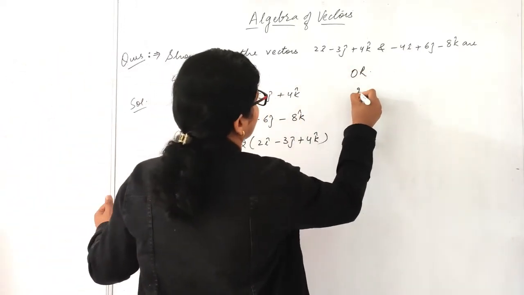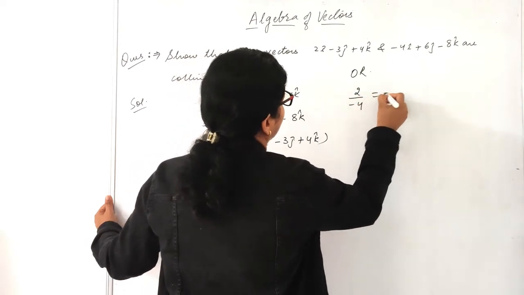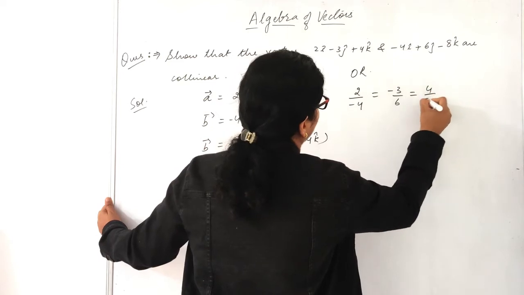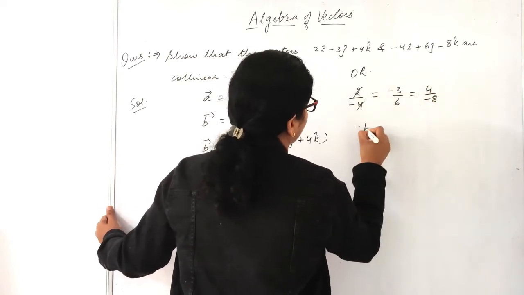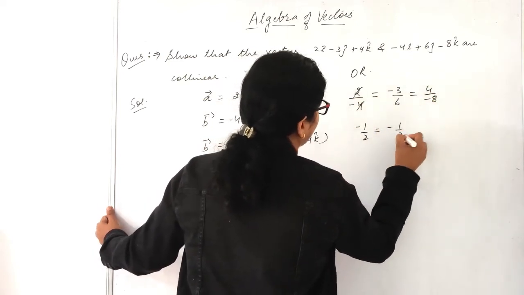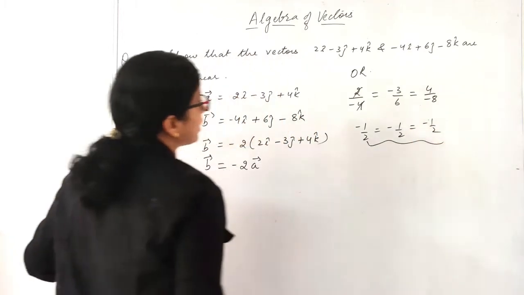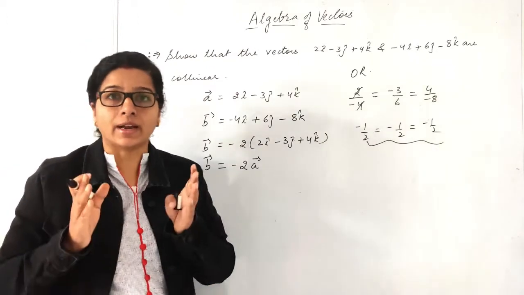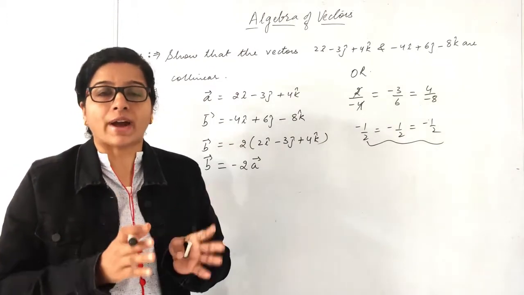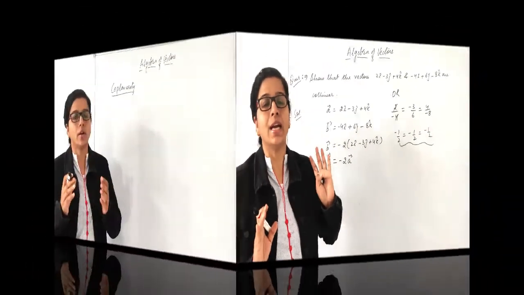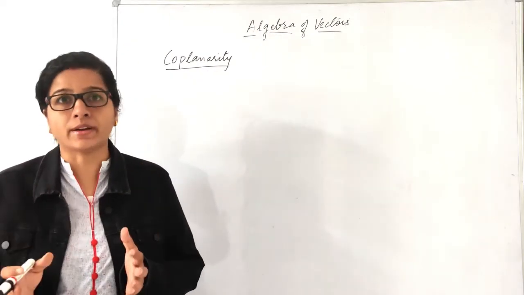You can write 2 upon minus 4 equals minus 3 upon 6 equals 4 upon minus 8, right? In this case you are getting minus 1 by 2, minus 1 by 2, equals minus 1 by 2, right? When the components bear the same ratio, then also your vectors are collinear. So both the ways are correct. Okay, so let us talk about the coplanarity now.